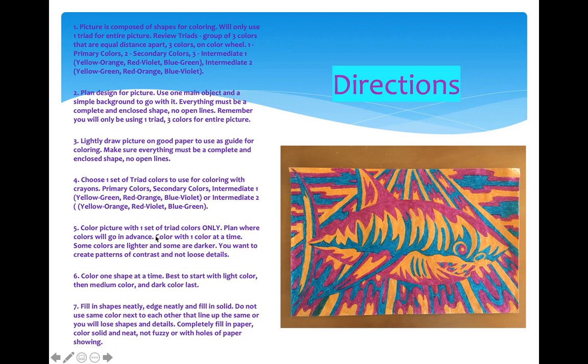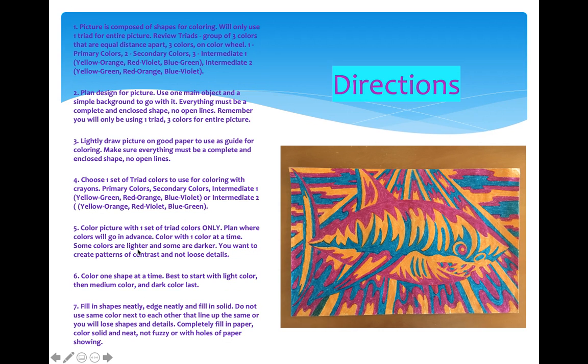You're going to color the picture with one set of triad colors only. Plan where your colors will go in advance. And that's important. Color with one color at a time. So what I did is I did every single thing that was yellow, orange first. Then I did the red, violet. And then I did my blue, green last. So I knew where all the colors were going.